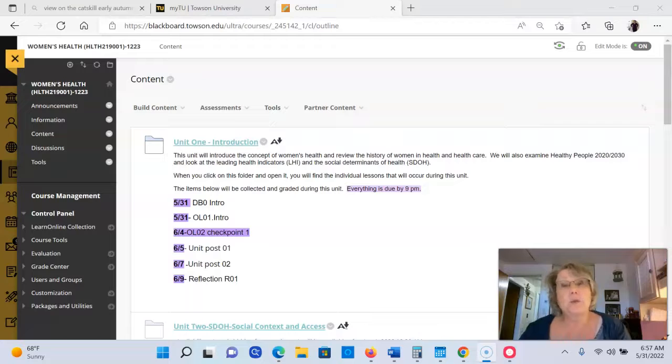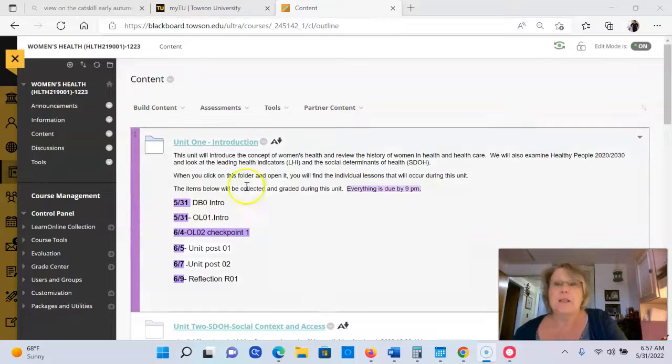I wanted to review with you what we're doing in the course, in Unit 1 in particular, just to help you stay on task. So in Unit 1, when you look here, you see you have a discussion board, introduction of yourself due today, the 31st. You have an introduction to the course due today, the 31st.